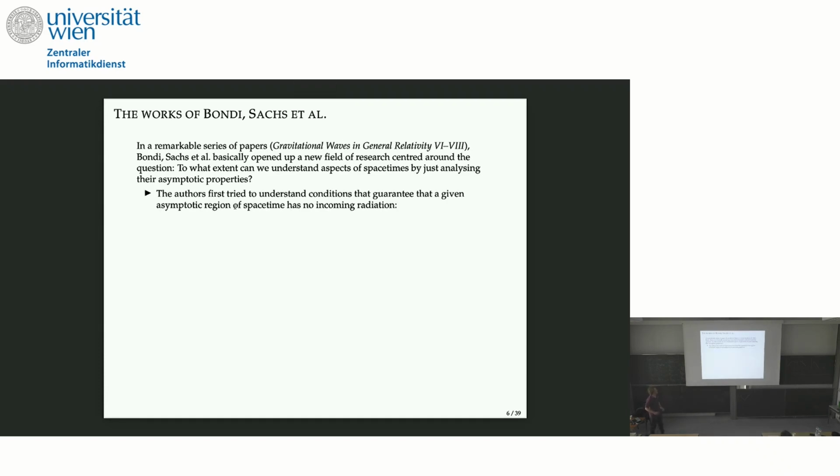So the first thing the authors did was pretty much to understand conditions that guarantee that a given asymptotic region of spacetime would have no incoming radiation, where incoming radiation means any radiation that comes from past null infinity. And motivated by linearized gravity around Minkowski, they argued that if there is no incoming radiation, then the gravitational field should admit 1 over r expansions towards future infinity for some suitable variable 1 over r.